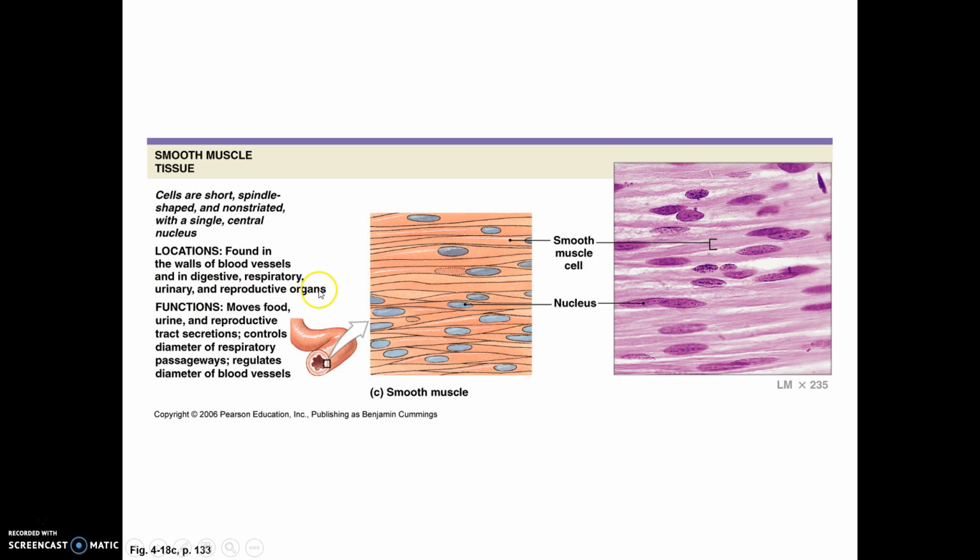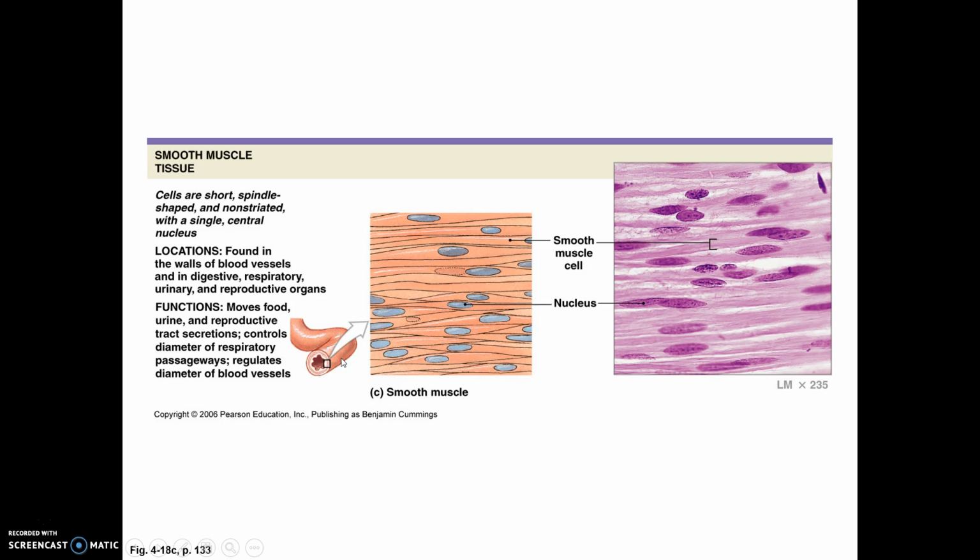And what they're usually doing is moving some sort of structure from one part of an organ through an organ somewhere else. So for instance, in our digestive system, we go through a process called peristalsis, where we're squeezing the food through our alimentary canal or our whole digestive tract.